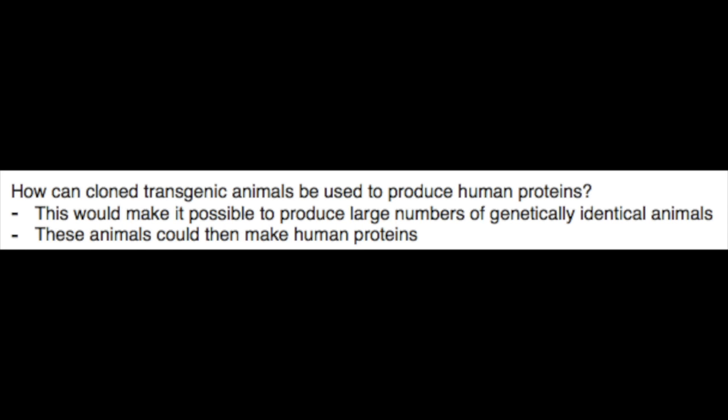This is a really strange point. How can cloned transgenic animals be used to make human proteins? Really strange point, but I just need to say it for my own mental health to make sure I've completed the specification, because I am a perfectionist. So using cloned transgenic animals means that you can create large numbers of genetically identical, so cloned animals, because they are transgenic, they have that gene from another species, they can therefore be used to produce huge amounts of protein.